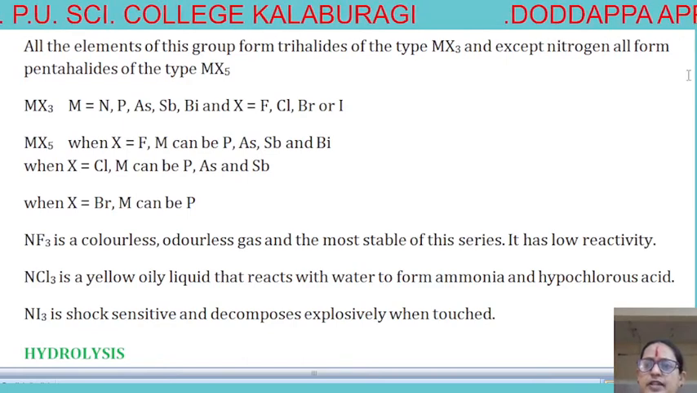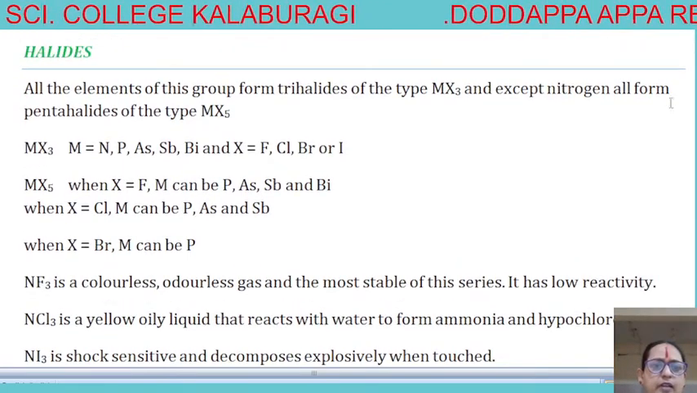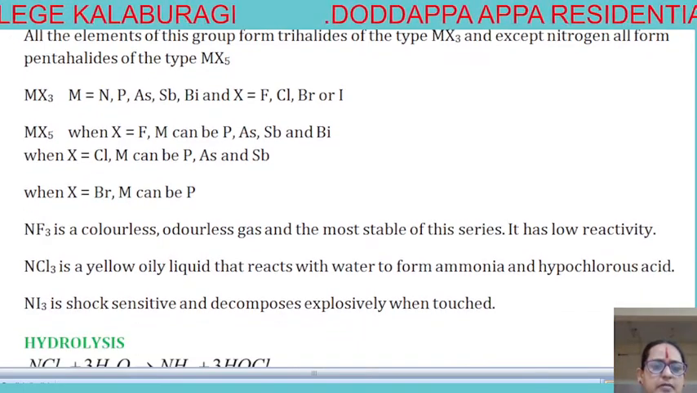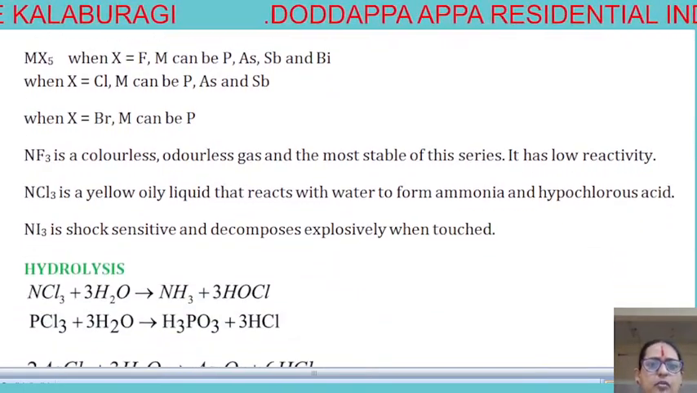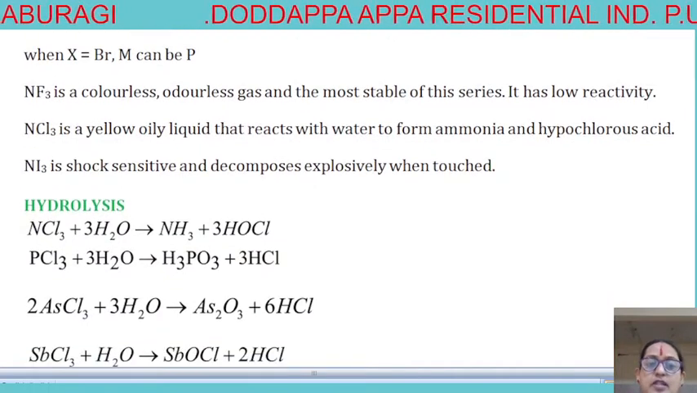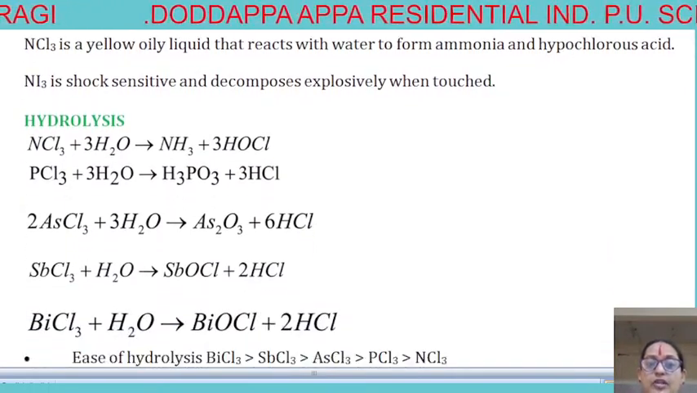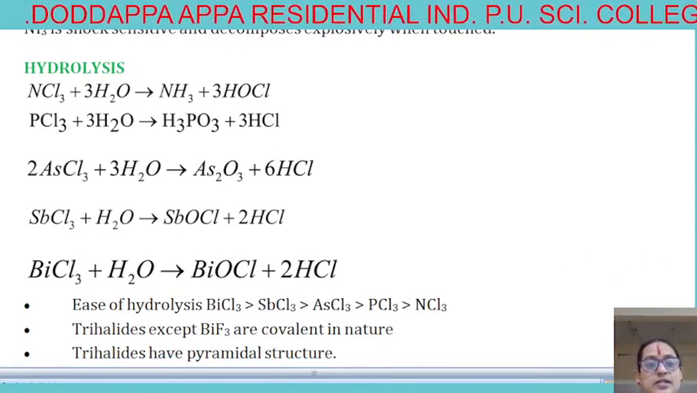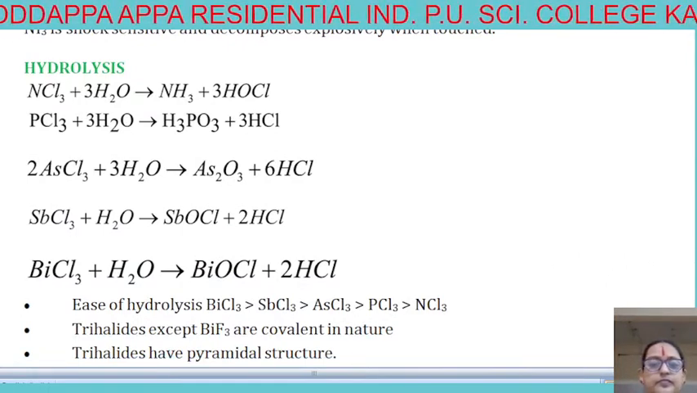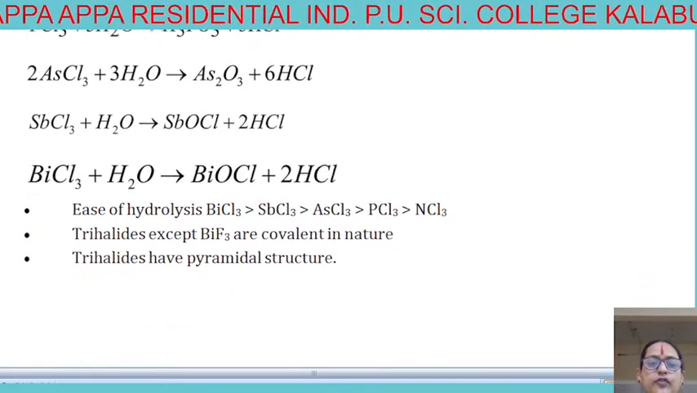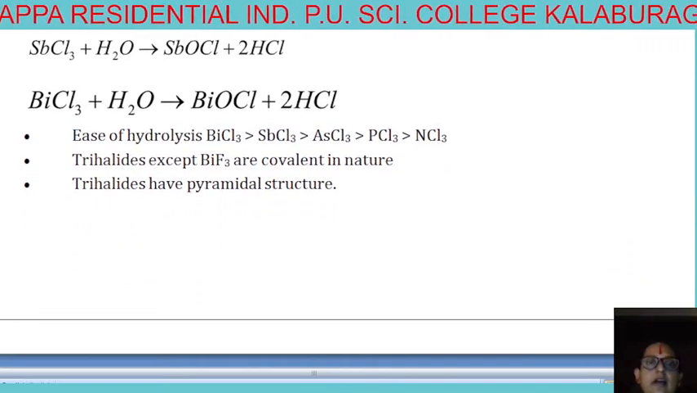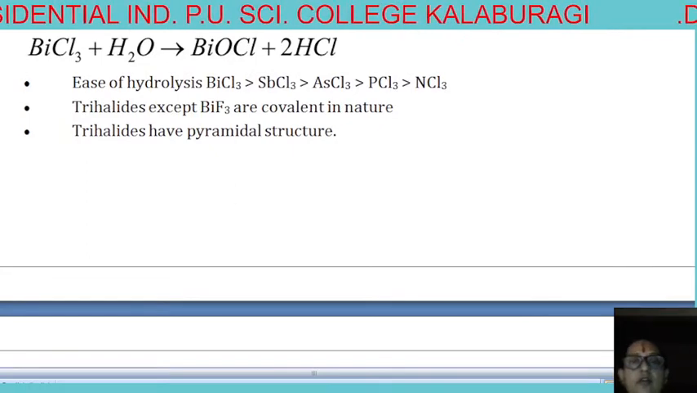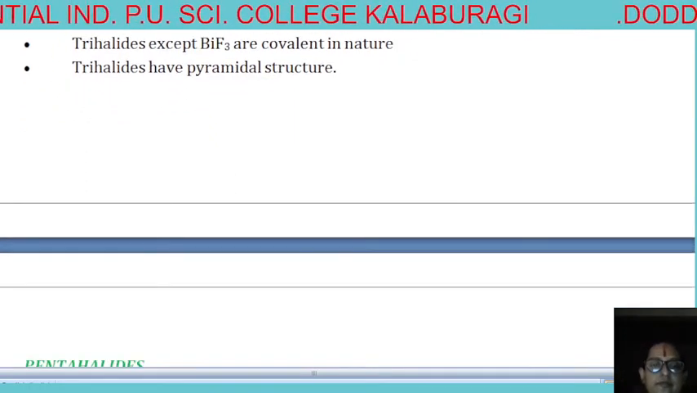Then we have to study halides. When group 15 elements combine with halogens, they form halides. Then hydrolysis: on mixing with water, the molecules break, so the process is called hydrolysis. This is the order of hydrolysis: bismuth greater than antimony, then arsenic, then phosphorus, then nitrogen.